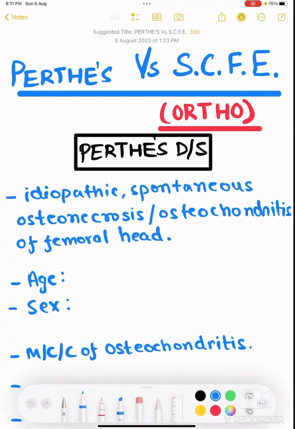So what actually is Perthes disease? Perthes disease is idiopathic spontaneous osteonecrosis or osteochondritis of the femoral head, which means that we don't know the cause and it is spontaneous. Osteonecrosis or osteochondritis, you know the meaning, of the femoral head. Very important, of the femoral head, not femoral neck, right?